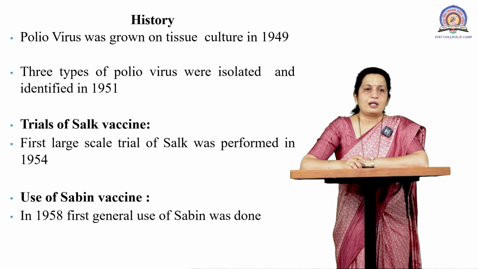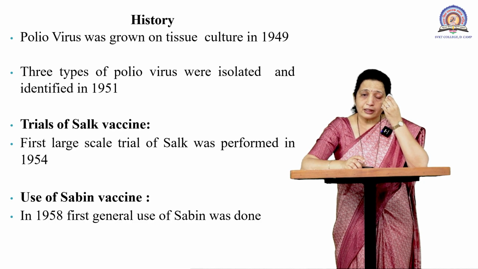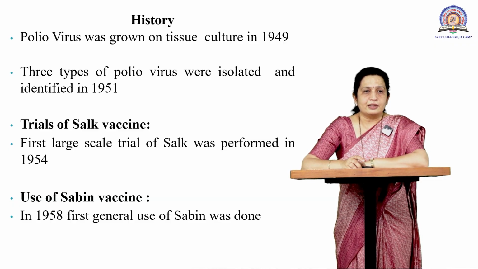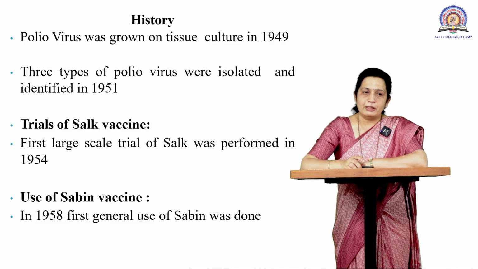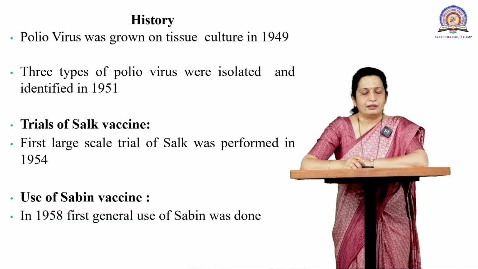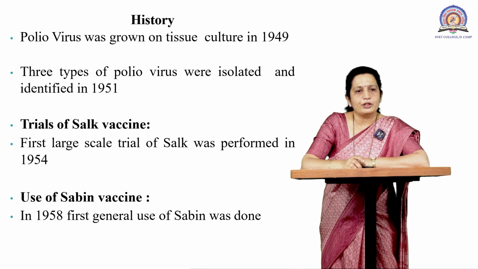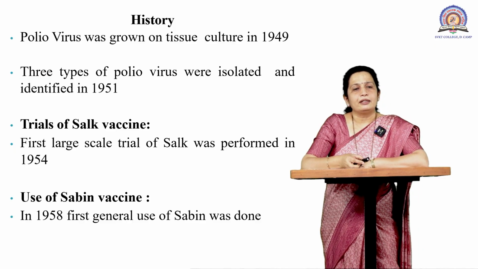The first trial of the Salk vaccine, which is a killed type of vaccine, was performed in 1954, and the first use of the Sabin vaccine, which is an attenuated organism, was in 1958.